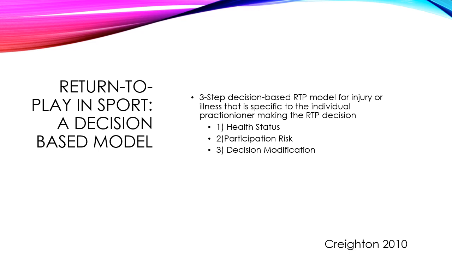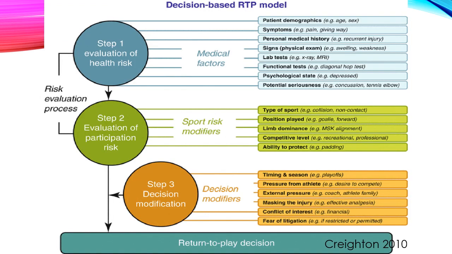And so this basically proposed a three-step process model for allowing individual practitioners to make that return to sport or return to play decision. It took into consideration three things: health status of the performer, what the participation risk was, and what decision modifications needed to be made. This is their big little infographic that they recommended. You can see the three different steps. We're about to go through those in detail, but essentially it talks about medical factors, the sport risk modifiers, and decision modifiers before ultimately leading to a return to play decision.